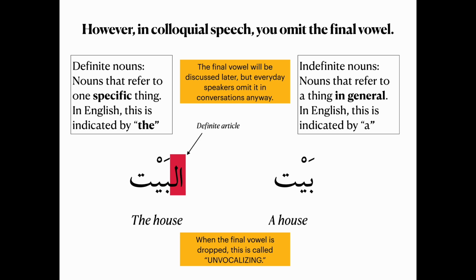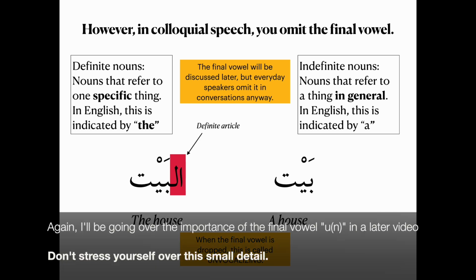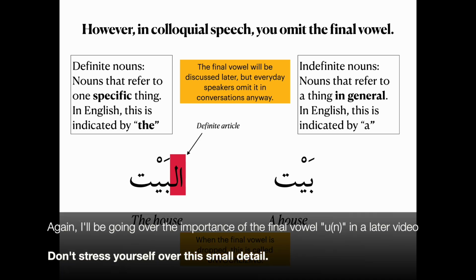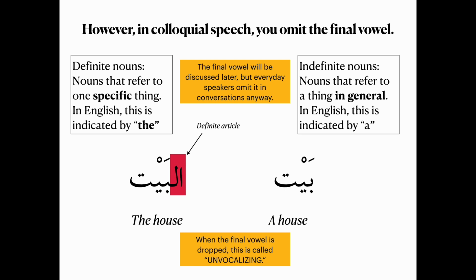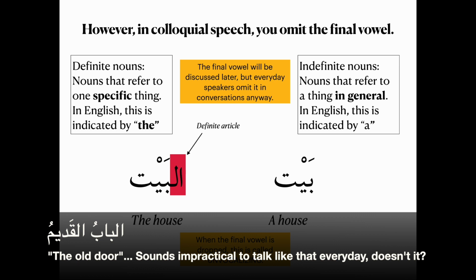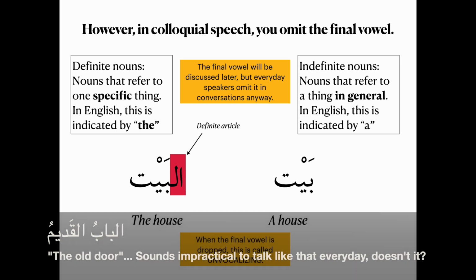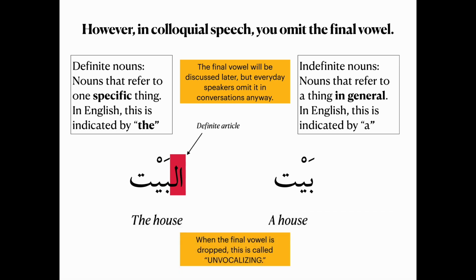So if for some reason you see a noun in your vocabulary that ends with un, you can omit the un entirely, because as it's written here, we already know, and it's probably too redundant to say baitun baitun all the time. Al babun al qadimu. It sounds very poetic, right? Which is actually it.